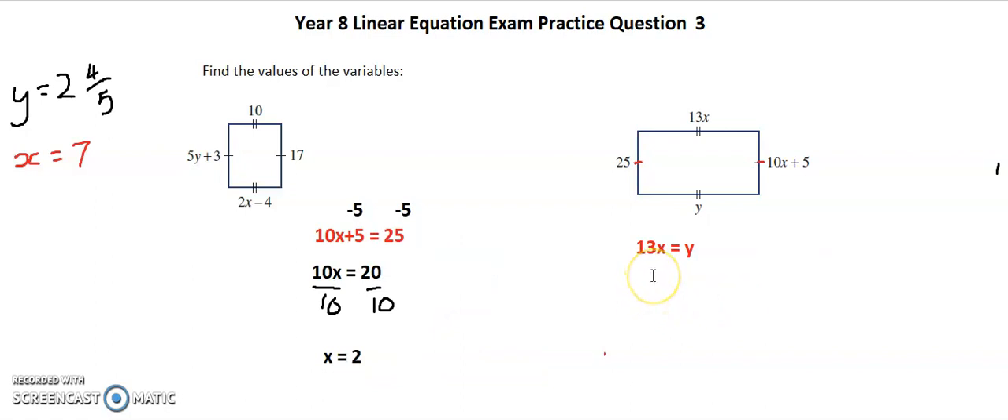Likewise, with this next part, I know that my x value is 2. So I just need to substitute it in. 13 times 2 is equal to y. So that must mean that y is equal to 26. And I have my two values for my variables.